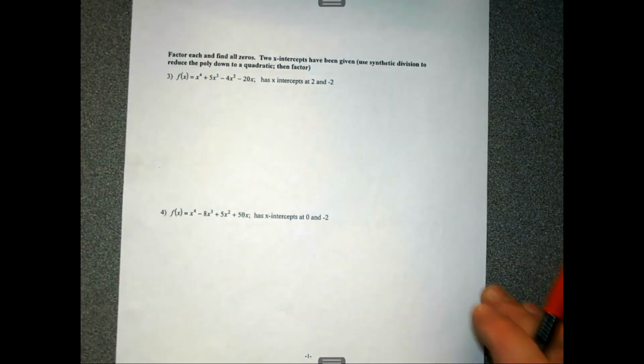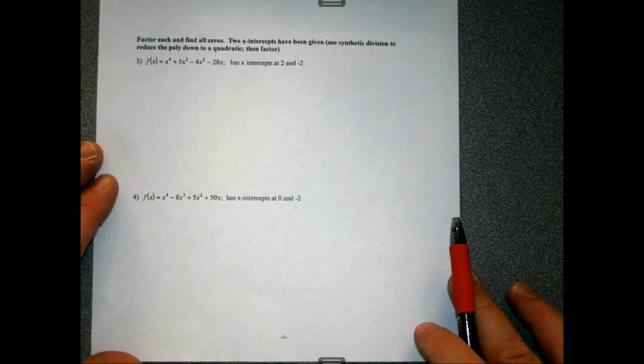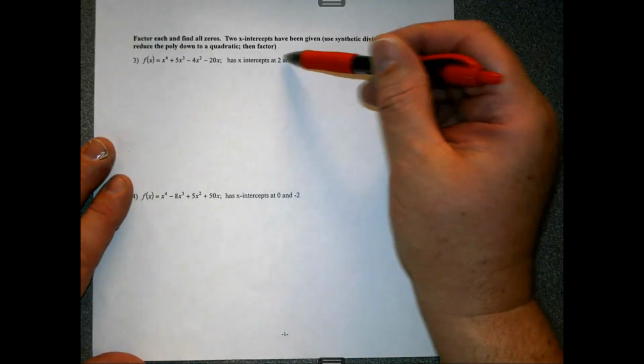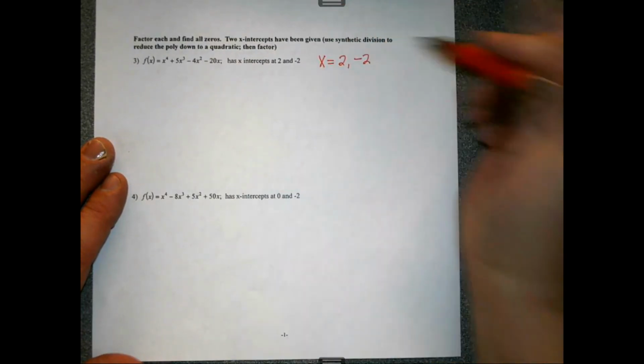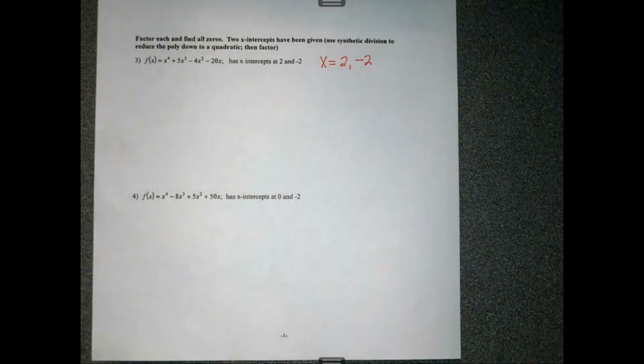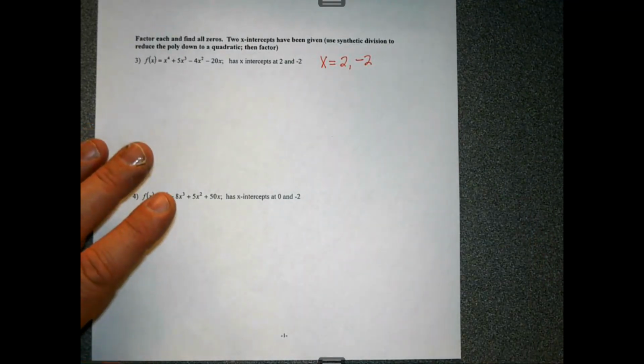So let's look at your homework. Let's look at number 3. Okay, this is your homework. Let's look at number 3, right? So it has the intercepts at 2 and negative 2. So x equals 2 and negative 2. So we already got 2 of the 4. We don't have to put it in a calculator, graph it to figure out one of the zeros because they give us 2.